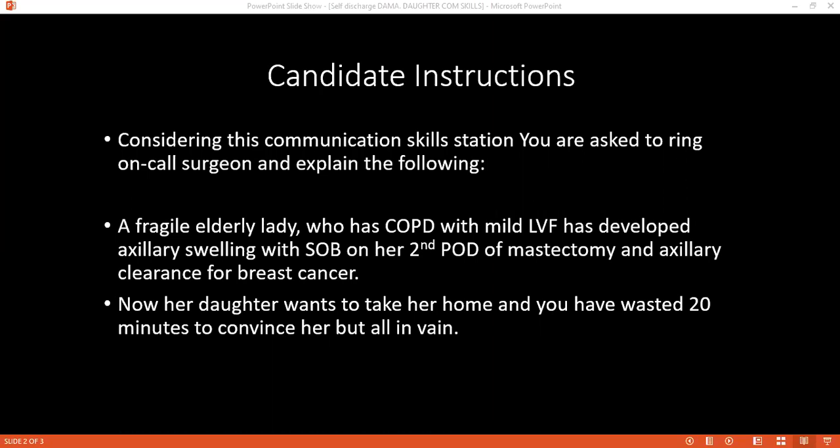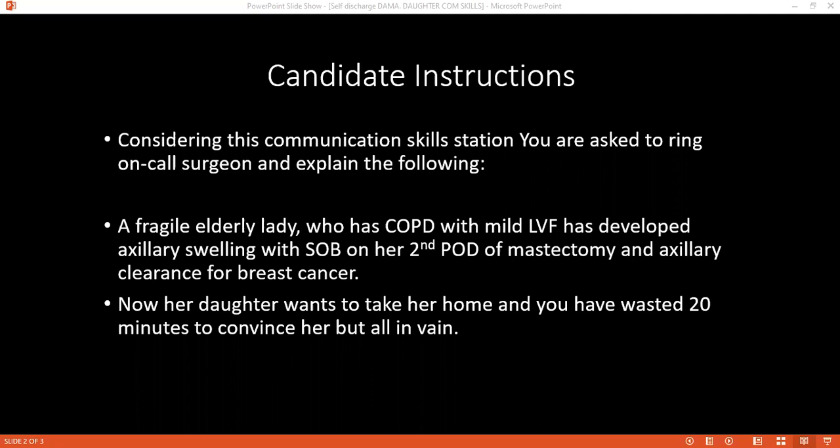Will you remove the drain before discharge? No, the drain won't be removed. I will contact the GP and arrange a district nurse to take care of the wound and the drain at home. Her daughter will be taking care of her at home, but the problem is that her daughter is not at home all the time. This is why I'm afraid.